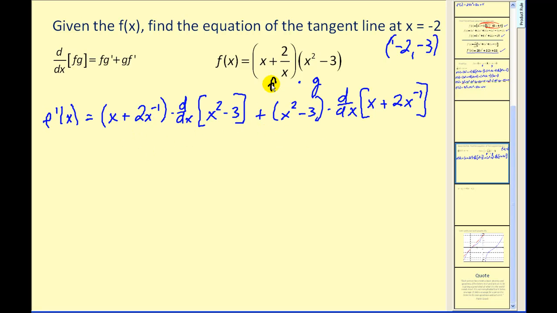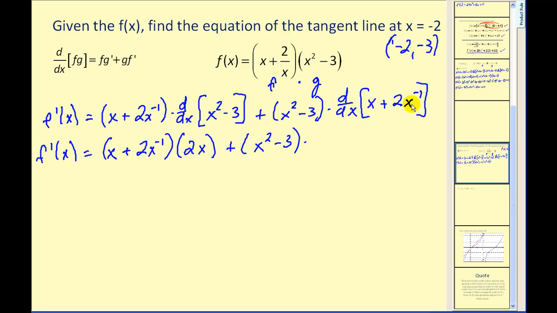One thing I want you to notice is I remembered that in order to find the derivative of 2 divided by x, we have to rewrite this as 2x to the power of negative 1. So I did that here for f and over here when we find the derivative of f. Let's go ahead and find the derivatives and then simplify. The derivative of x squared minus 3 would be 2x. The derivative of x plus 2x to the negative 1 power would be 1 minus 2x to the power of negative 2. So now we have to multiply this out and simplify.